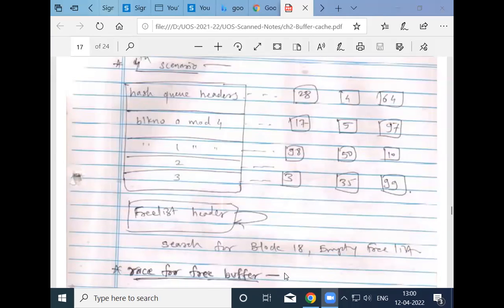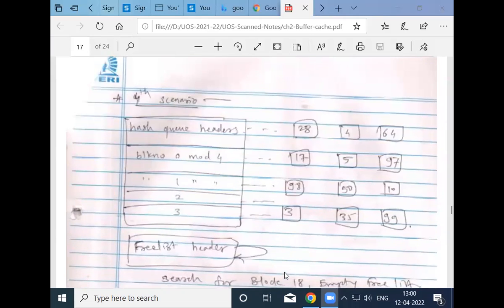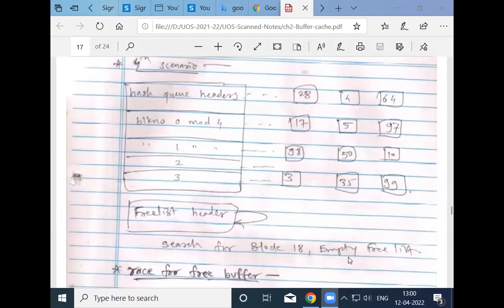Draw this diagram under the fourth scenario. Search for block 18, free list empty. The kernel is trying to search for block number 18, which is not present in the hash queue, and when it tries to allocate a buffer from the free list, that is also empty.